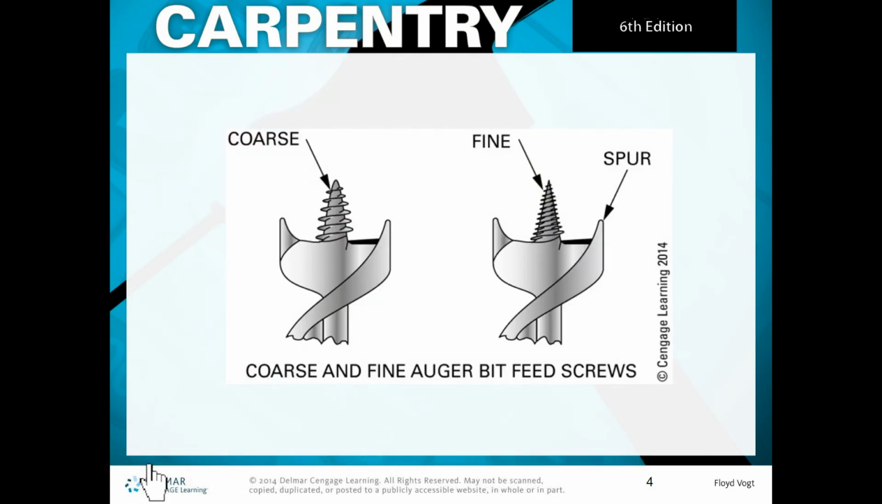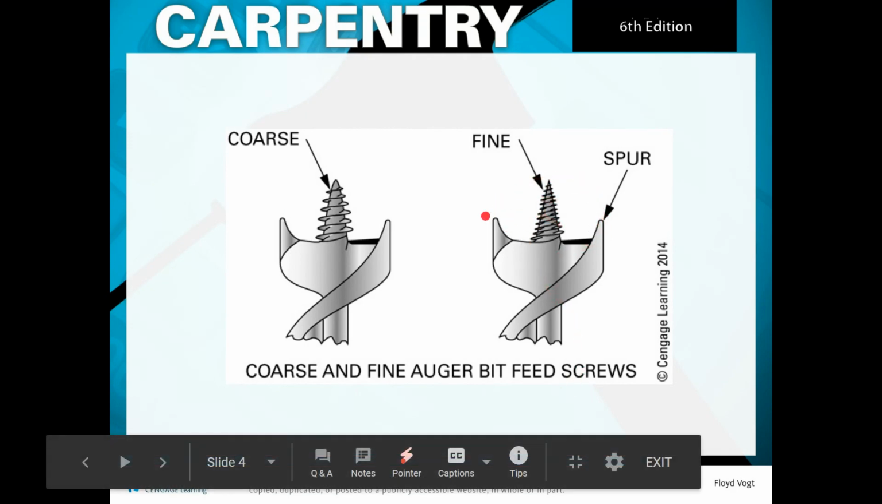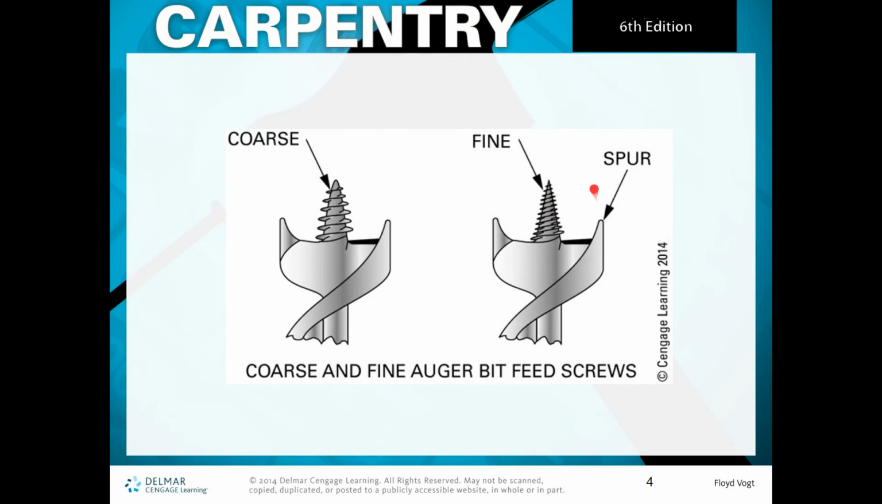If you look at the auger bits here, you can see that there's two different types. One here is fine, and you can tell by the threads on here. And of course, this one is coarse. And this is the part here that does the cutting, the spur. So when these feed into the material that you're cutting, these screws will grab in and they will pull the spurs into it. And then they'll cut from here to here.